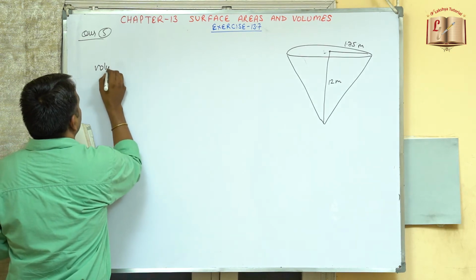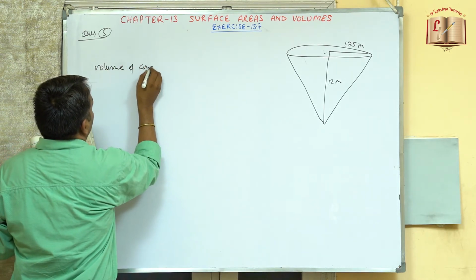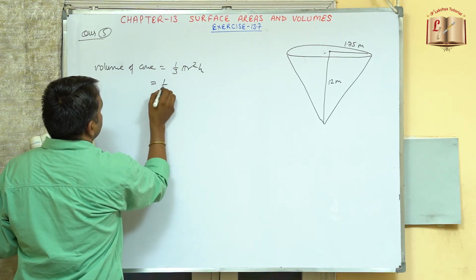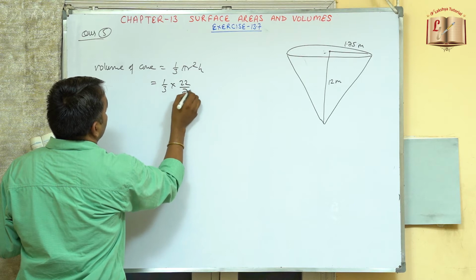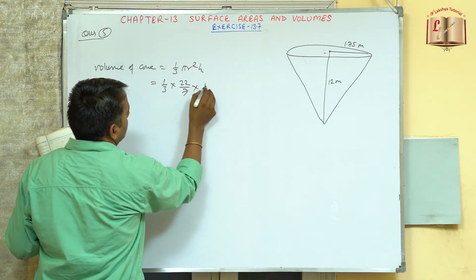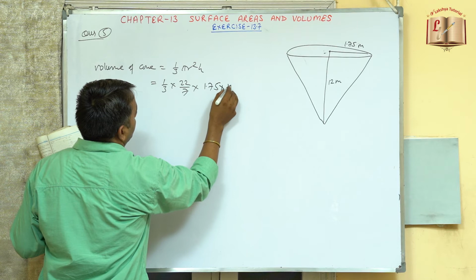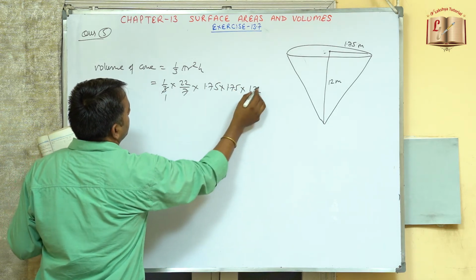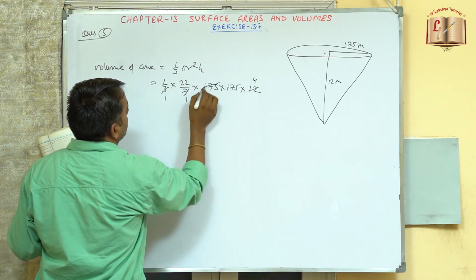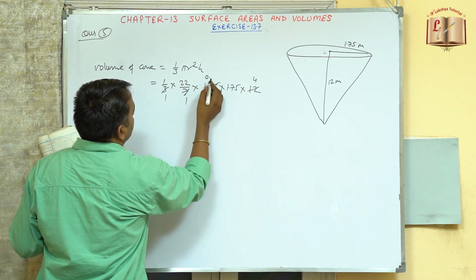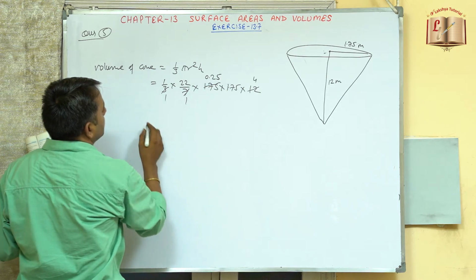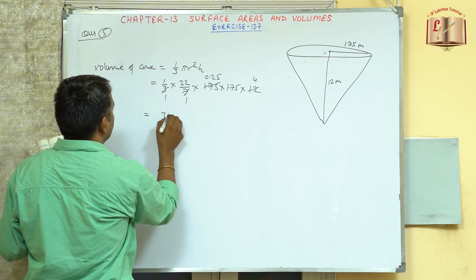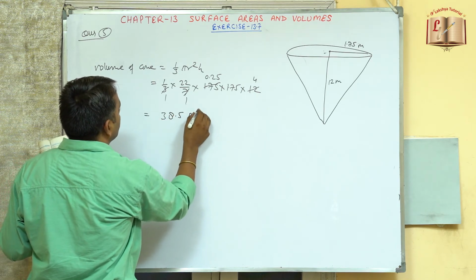So volume of cone is given as 1 upon 3 pi r square h. So this is 1 by 3 into 22 by 7 into r square. So this is 1.75 into 1.75 into h is 12. So 3 1 ja, 3 4 ja, 7 1 ja, then this will be 0.25. Now we can multiply this, and we got 38.5 meter cube.